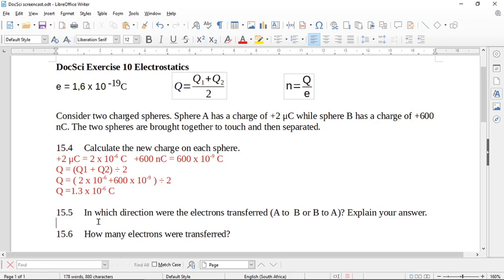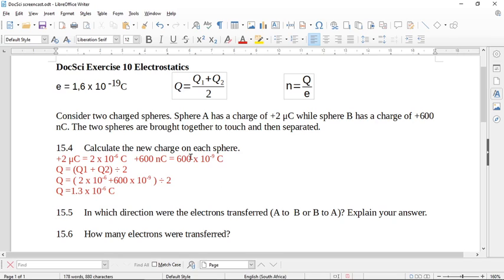Okay, now it says to you, in which direction were the electrons transferred? A to B or B to A? Explain your answer. In order to explain this answer, you have to decide which of these are more negative.